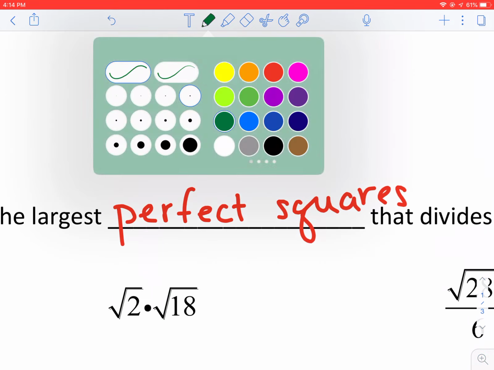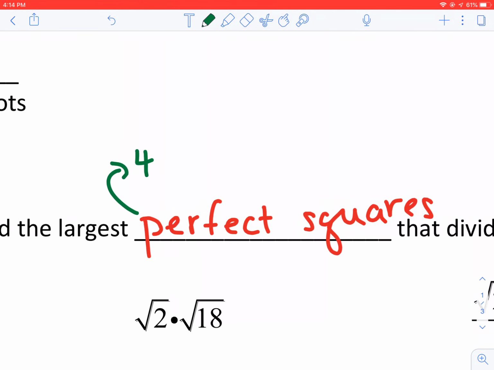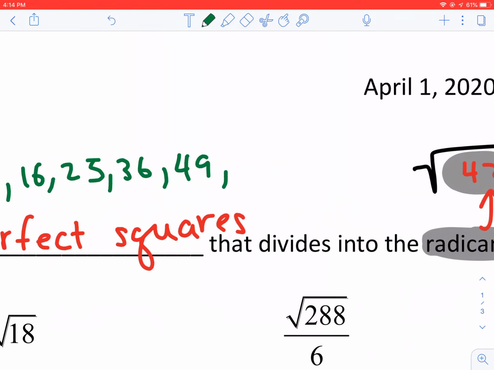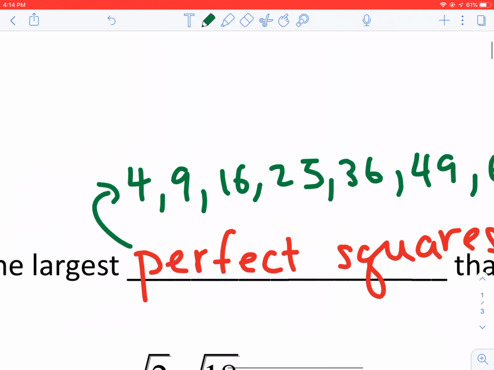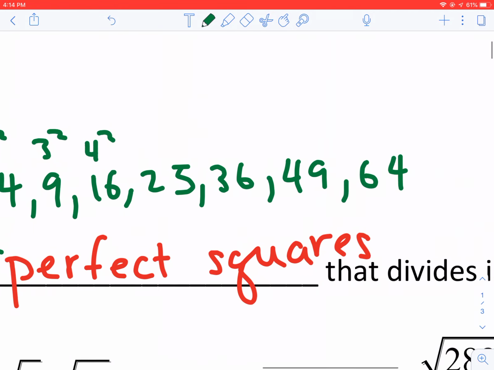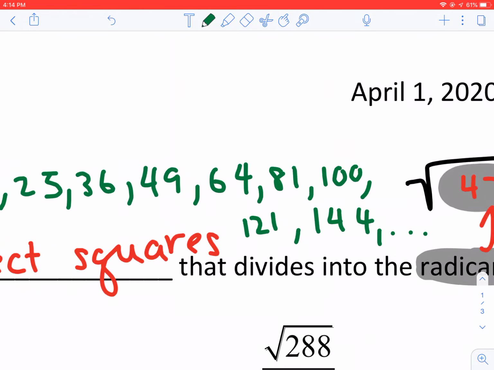So anytime you're doing one of these problems, it makes sense to list out the perfect squares. I like to go up until 12, because that's usually what you go up to in the times table. 7 times 7, 8 times 8. And the way I'm getting these numbers, again, just 2 squared, 3 squared, 4 squared, etc. 5 times 5, 6 times 6, 8 times 8, 9 times 9, 10 times 10, 11 times 11 is 121, and 12 squared is 144. So these are some of the perfect squares.